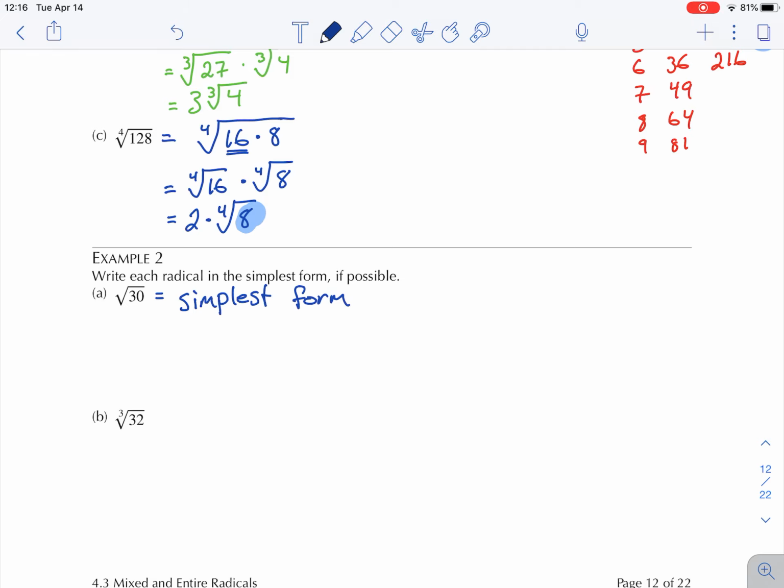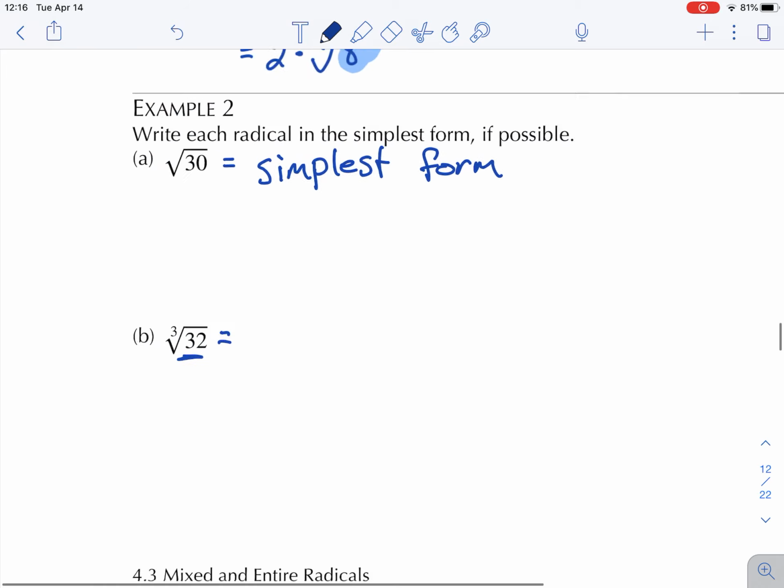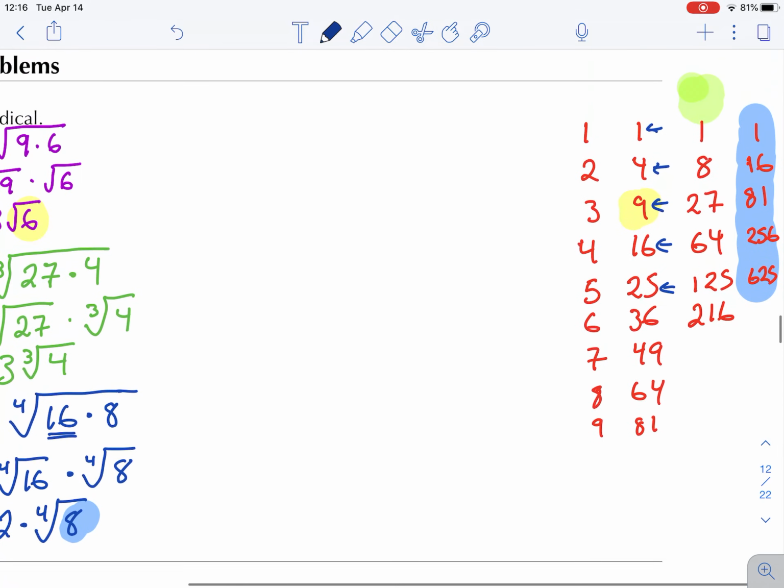I cannot divide 30 by any perfect square number. Let's take a look at the cube root of 32. And we look at 32. Can I divide 32 by any perfect cube? So 1 doesn't matter. I can divide it by 8.